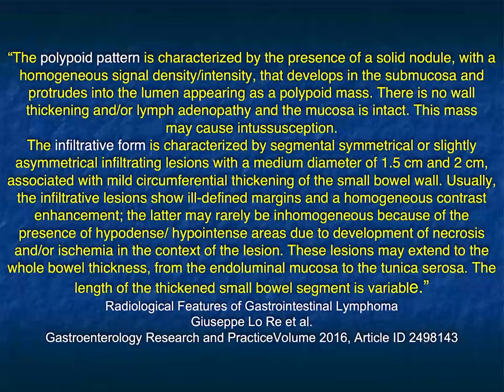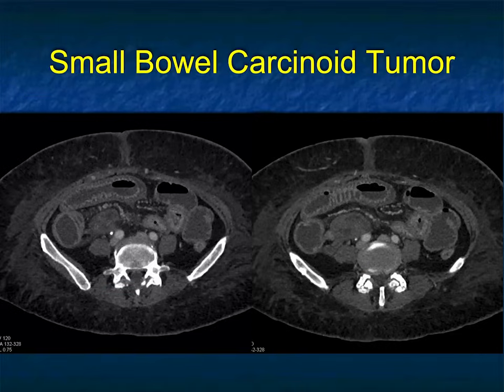Now, we talk about lymphoma, and lymphoma has many patterns, from solid nodules to polypoid nodules to infiltrating tumors. And the infiltrative form is probably the one that we think of most as causing bowel obstruction. But of course, the polypoid lesion form can lead to intussusception, leading to bowel obstruction as well.